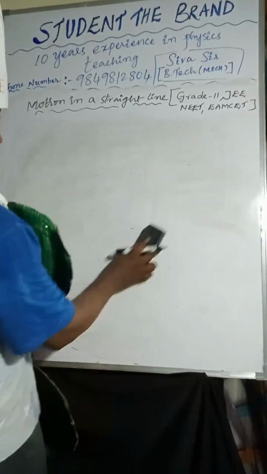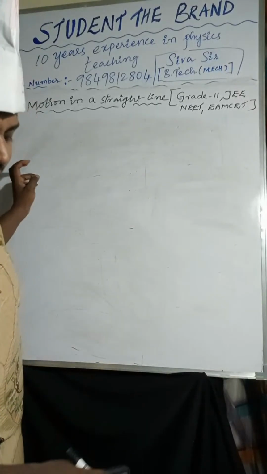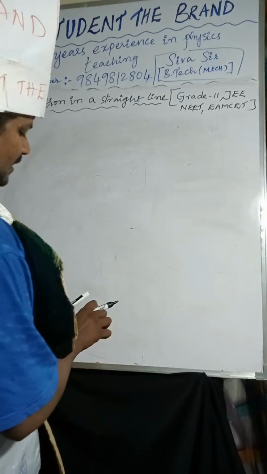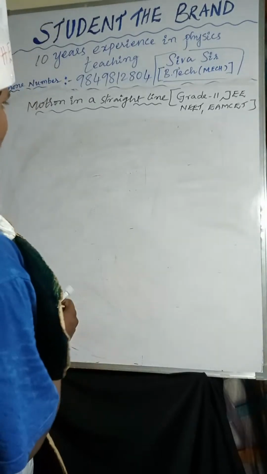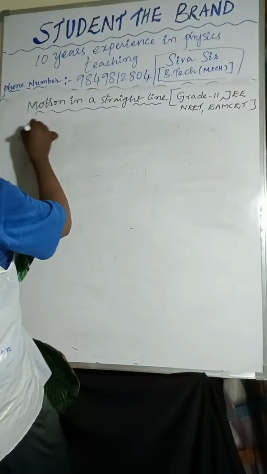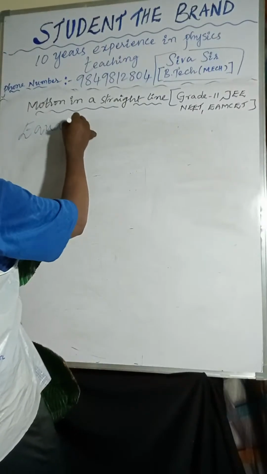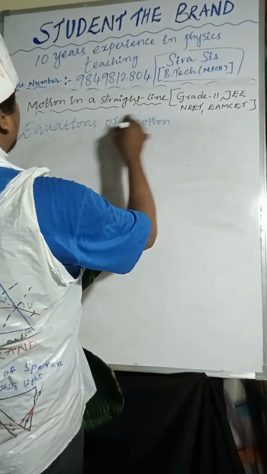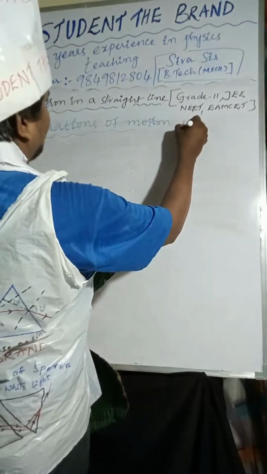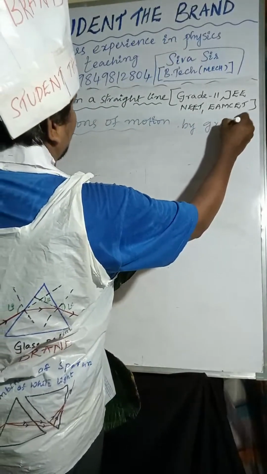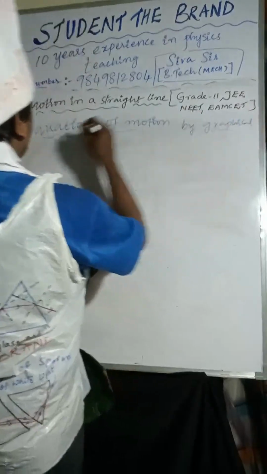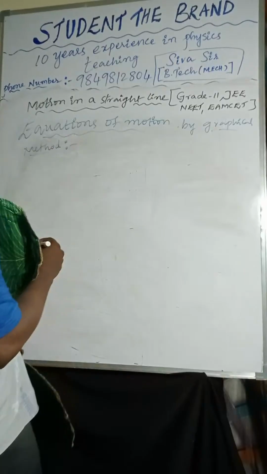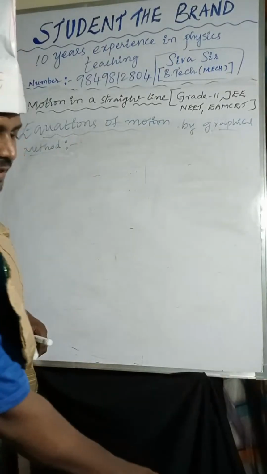So now we'll discuss equations of motion. Very, very important. These are equations of motion. I will explain in two ways. Equations of motion by graphical method, I'll explain. Okay, so very important. Observe carefully, listen carefully.